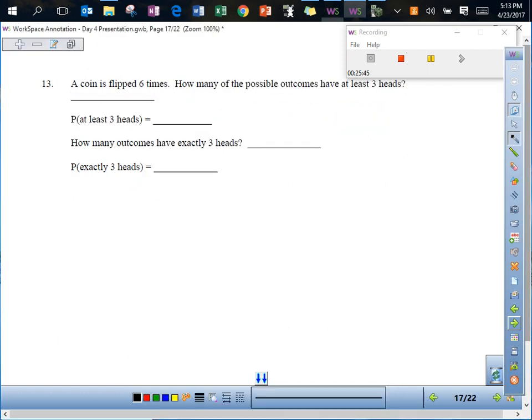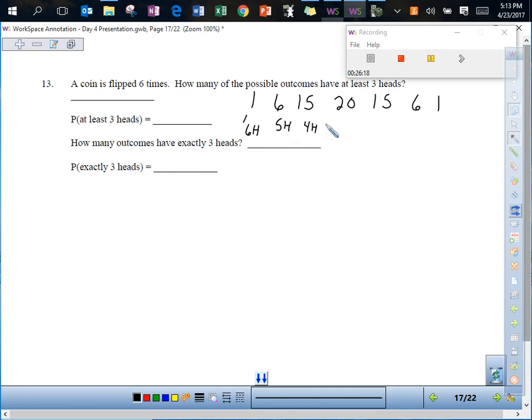Okay. Here comes your number 13. A coin is flipped 6 times. How many of the possible outcomes have at least 3 heads? Here's all you're going to do. You're going to look at row 6 on your note card, which is 1, 6, 15, 20, 15, 6, and 1. You'll say to yourself, there's 1 way to get 6 heads. There's 6 ways to get 5 heads, 15 ways to get 4, 20 ways to get 3 heads, 15 ways to get 2 heads, 6 ways to get 1 head, and 1 way to get 0 heads.